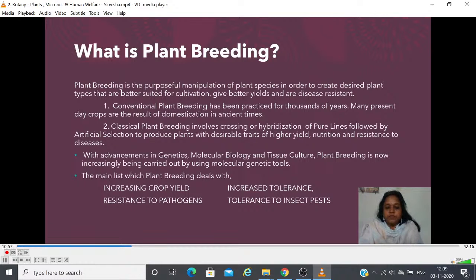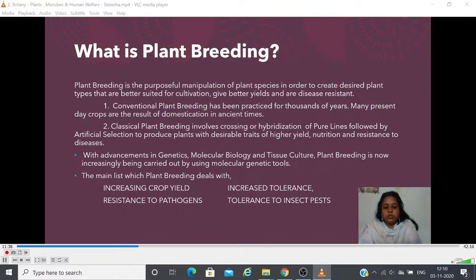The main aim of plant breeding deals with increasing crop yield, increased tolerance to stresses, resistance to pathogens, and tolerance to insect pests. The advantages of plant breeding are, first, increase in crop yield. I told you the yield should be more, more food grains should be produced. Next, increased tolerance to environmental stresses, whether it is too hot or too cold, the plant should survive.